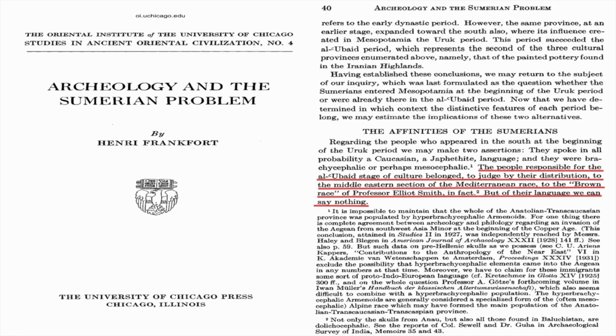Here is a paper that actually deals with the Ubaid remains, called Archaeology and the Sumerian Problem by Henri Frankfort.